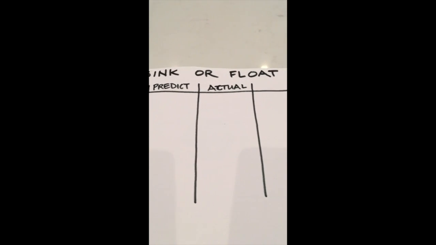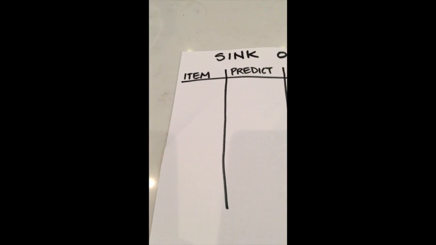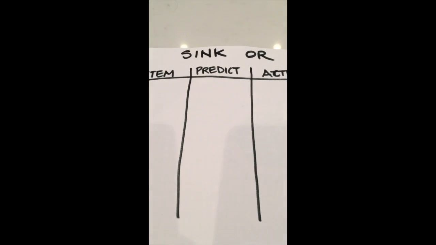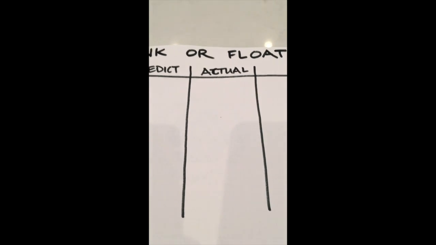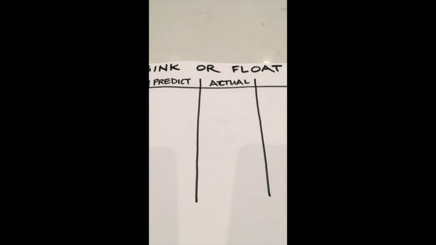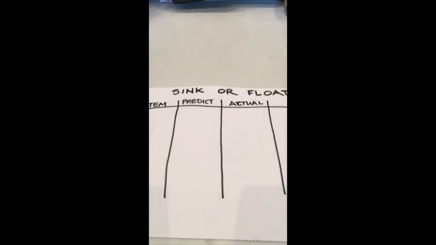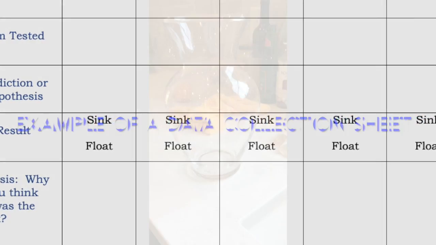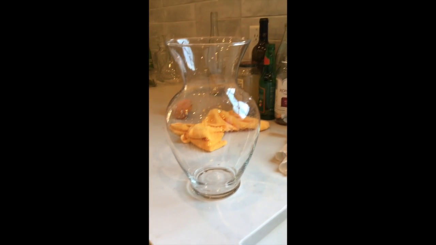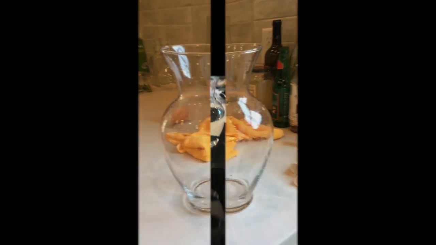Activity is called Sink or Float. What we're going to do is record the items, make a prediction, and then write down what actually happened. In order to do this, you need a clear container and some water and some fruit to test. I did not have a clear bowl, so I'm going to go ahead and use this vase.